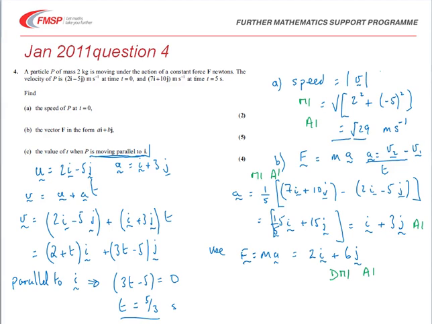4 marks for the final part of the question. M1, A1 for working out the velocity, so M1 and then a final A1 here for the actual velocity itself, and then M1 for realizing how to get the time when it was moving parallel to i, and a final A1 for the 5/3.